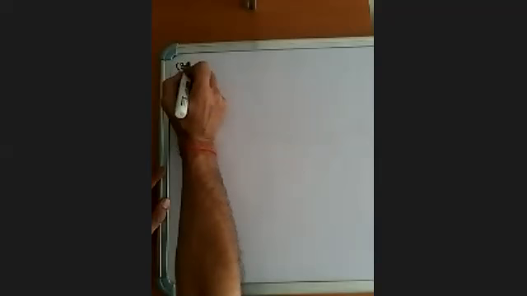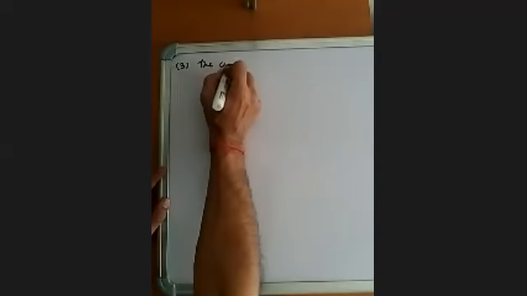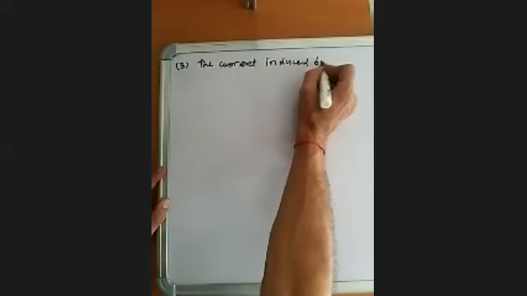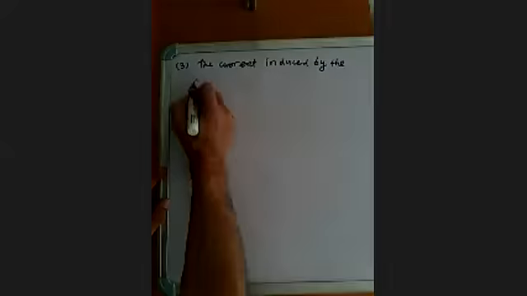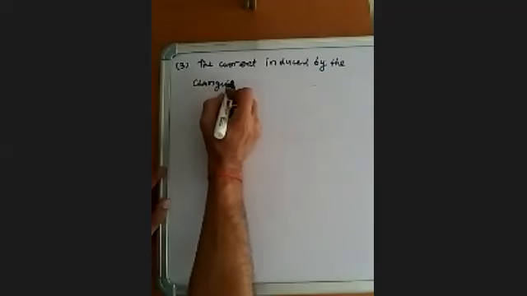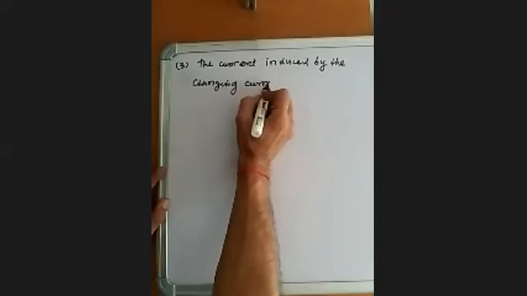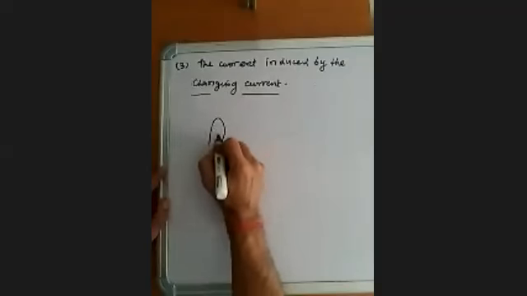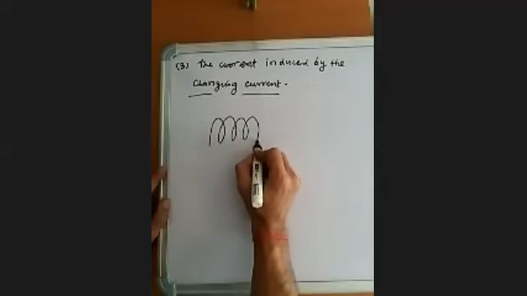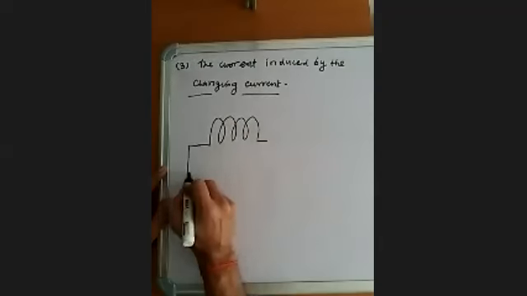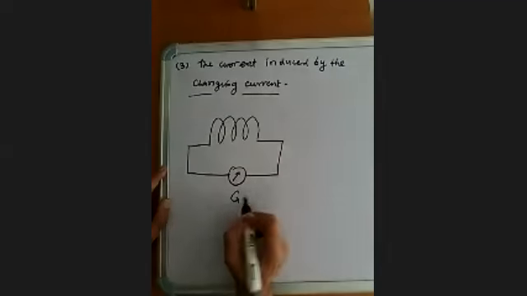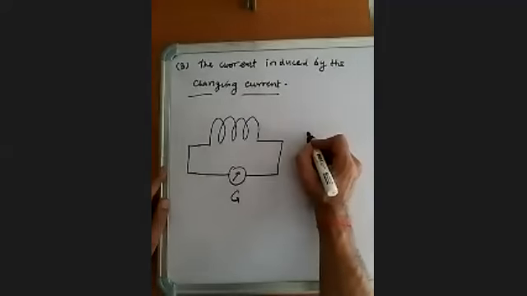The third experiment is the current induced by the change in current. So again we have a similar coil, a tightly wound, copper insulated coil, connected to a galvanometer, G, and in the vicinity we have another coil.